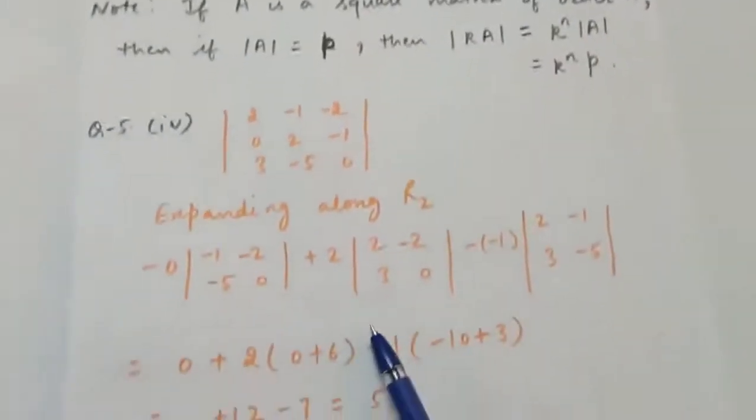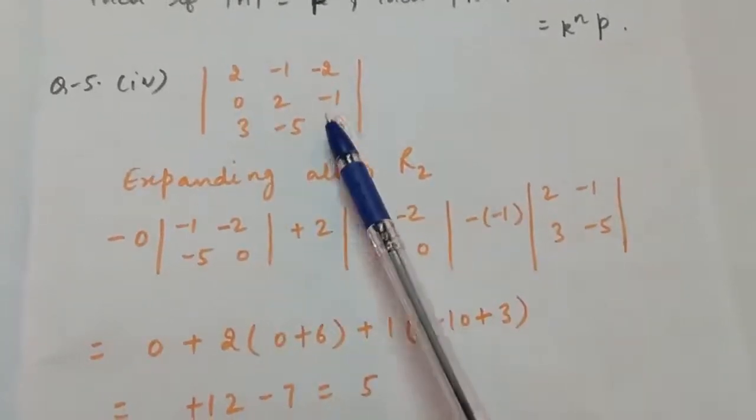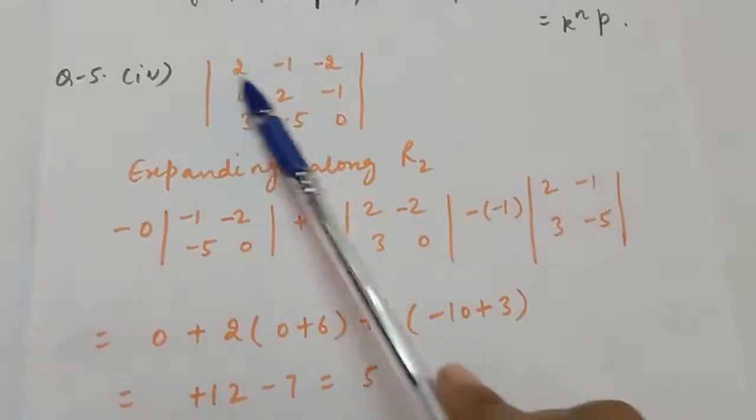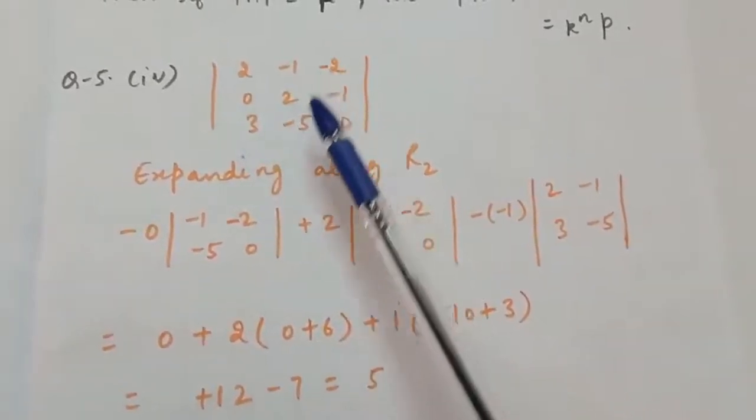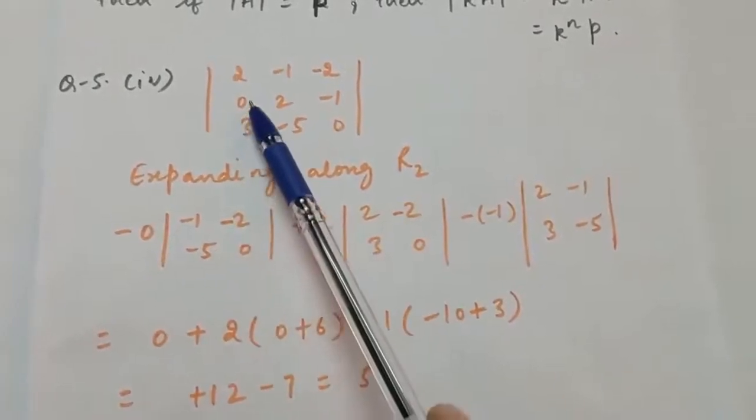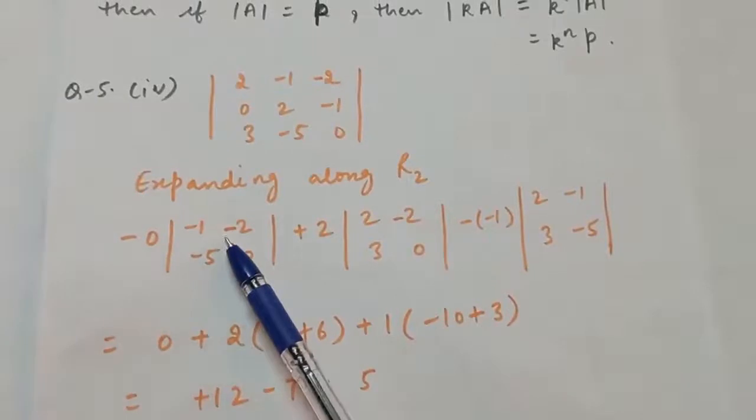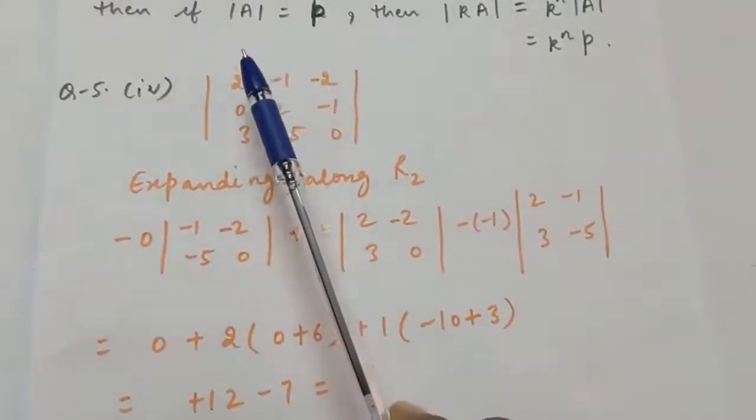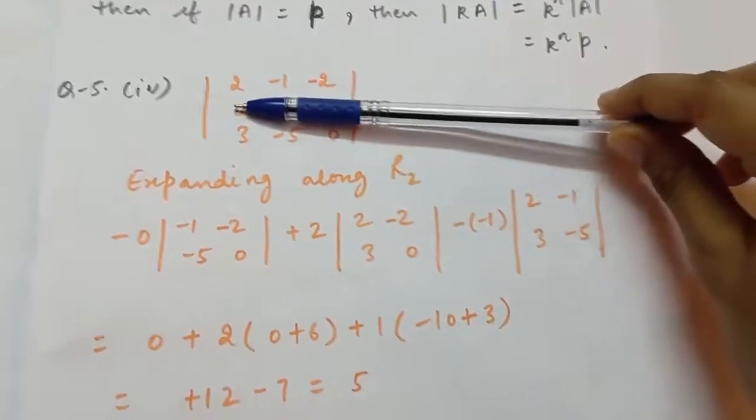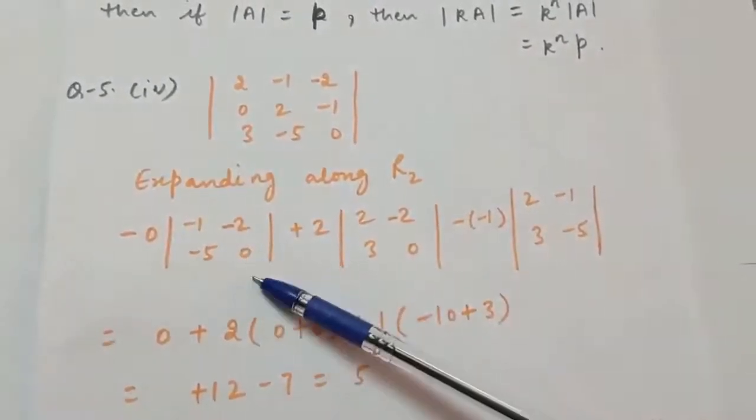Now question number 4, part, find the determinant of this. So expanding it along R2, or you can expand it along R1 only, right? I have expanded it along R2, so it will be 0. With this 0, minus sign will come, and the second order determinant you will get after deleting first column and second row. So you will get minus 1, minus 2, minus 5, 0.